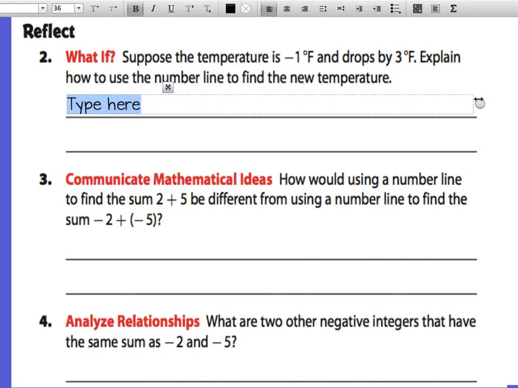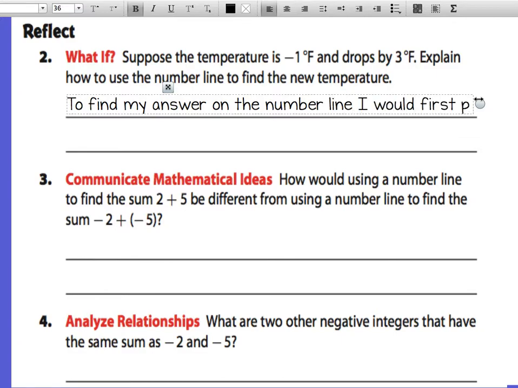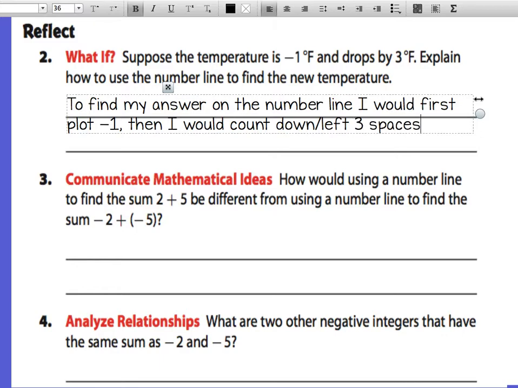All right, to find my answer on the number line, I would first plot -1. Then I would count down or left, depending on the number line, 3 spaces. And that's all I need. I don't need to know what the answer is. I just need to know that that's what I would do. Okay, so you always plot your number first, and then because you're dropping, you know that that's a negative, so it's going down.